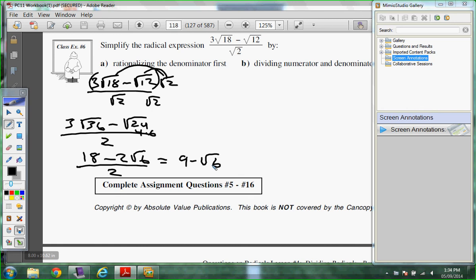Okay, now let's do it by, yeah, go ahead. Divide 18 by 2 and then negative 2 by 2. Right. Yeah, because remember, it's like two fractions. Yeah. Okay. All right. Okay.